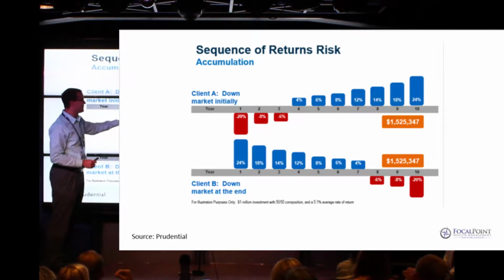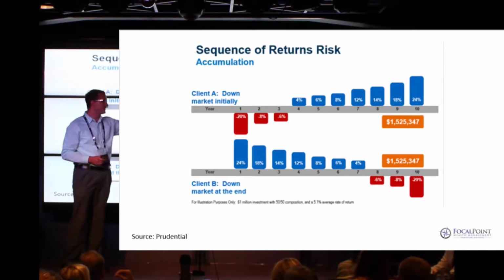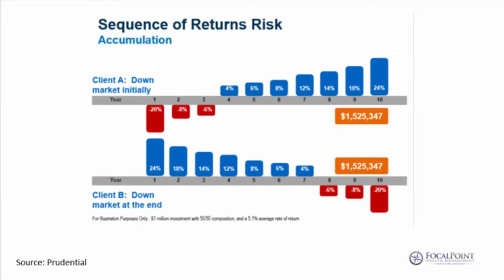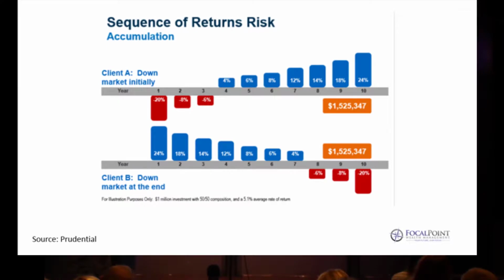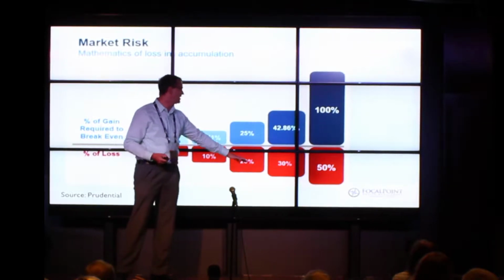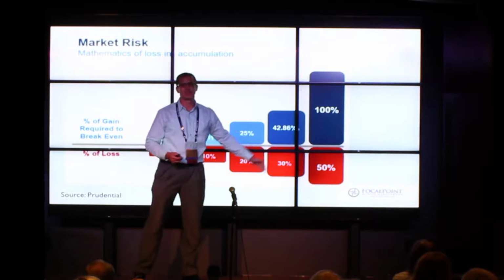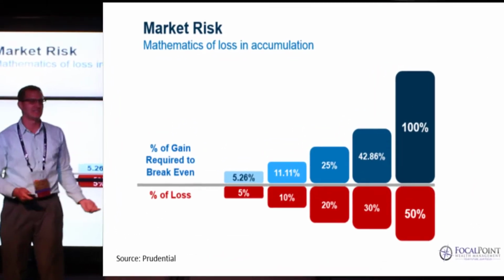So they average the same, and since they're accumulating funds, they both end up with the same amount of money 10 years later because they're not withdrawing any funds. So there's no sequence of return risk when you are accumulating funds. However, when you start introducing losses into the equation, so let's say you go down 20%, you have to go back up 25% to get back to even. If you go down 50%, you have to go up 100% to get back to even.